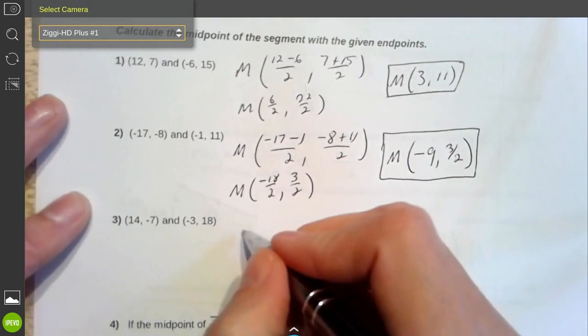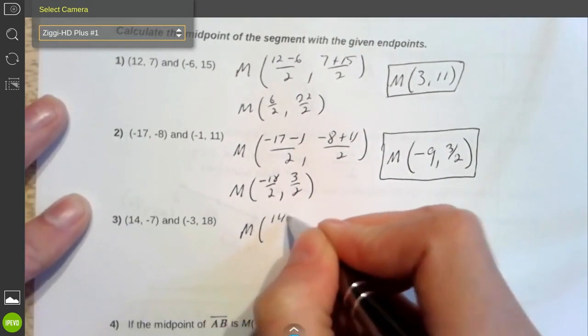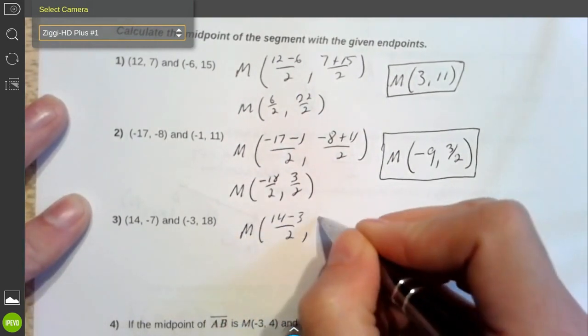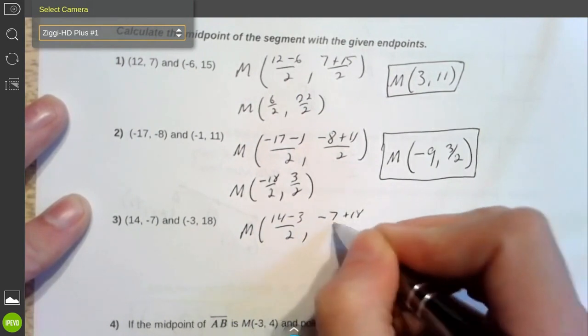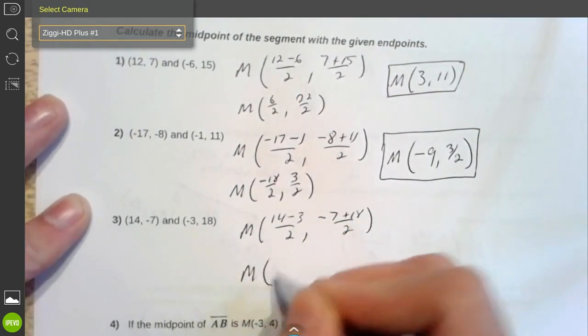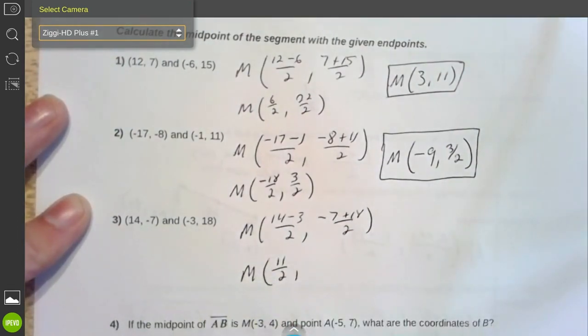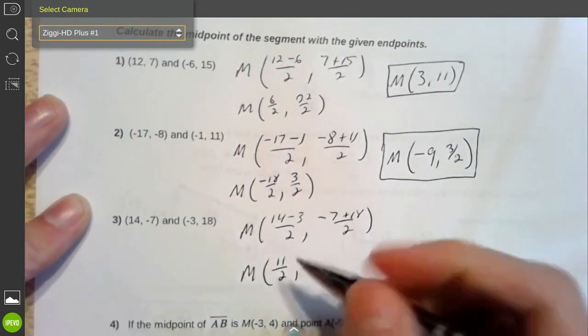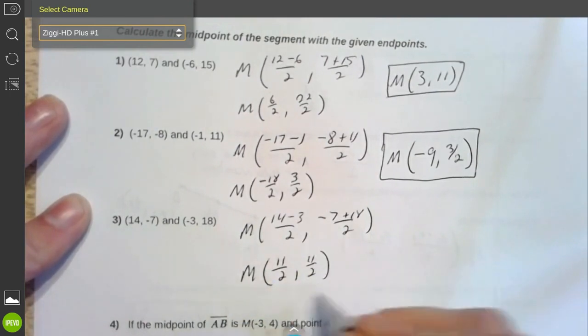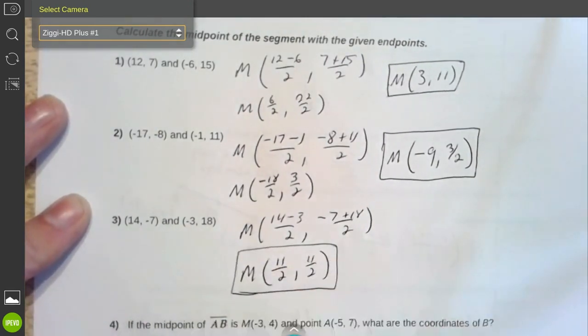Okay, the last one. (14 - 3)/2, and my y's are (-7 + 18)/2. So 14 - 3 is 11 over 2. Negative 7 and 18 should give me also 11 over 2. I can't simplify that, so let's leave it the way it is.